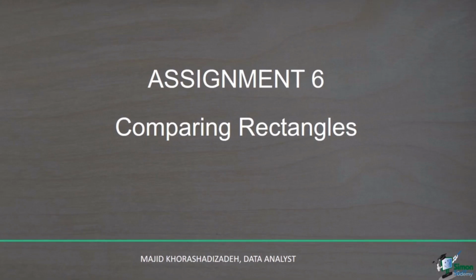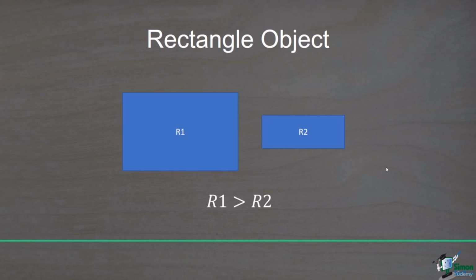Hi, in this assignment you have to create comparable objects. Suppose that we have a class that represents a rectangle. Here I have 2 rectangles, R1 and R2. To compare 2 rectangles, their area will be compared. Here, because the area of R1 is greater than the area of R2, I can say R1 is greater than R2. Now let me show you the output of the code I wrote for this assignment.